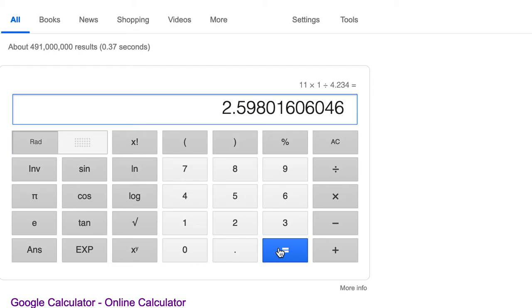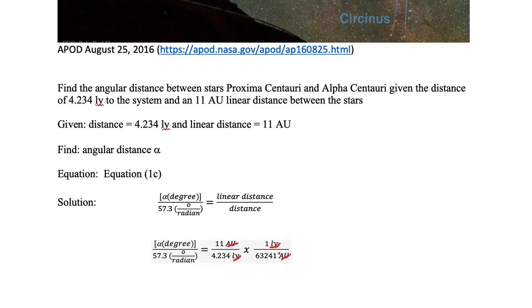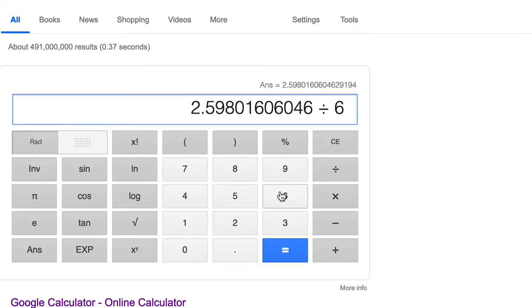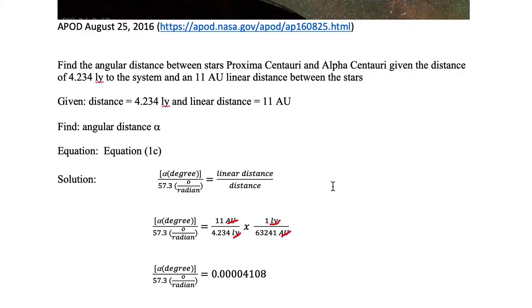equals. And now we need to divide by 63241. So we divide this by 63241 and hit the equal sign. And now we have this very small number. So now I've replaced the right-hand side of the equation by that very small number, 0.00004108. Now we need to multiply by 57.3 to both sides of the equation.